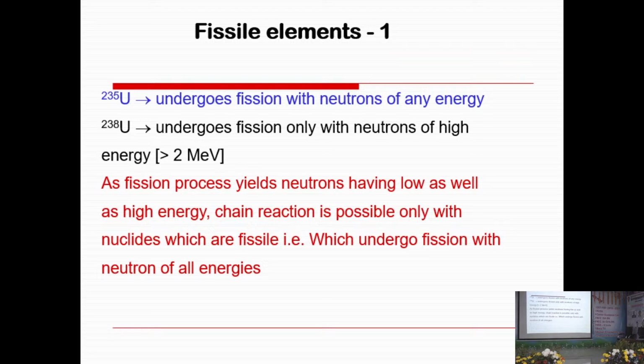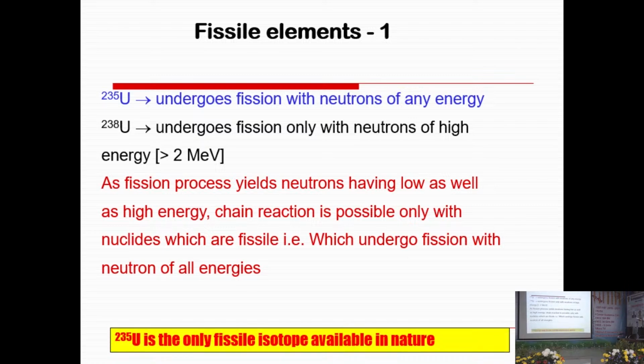To maintain the fission chain reaction, we always require fissile atoms, which undergo fission with neutrons of all energies. That's why uranium-235 is the only fissile isotope available in nature. Now if we have to construct reactors, we have to consider the uranium-235 content in the fuel.